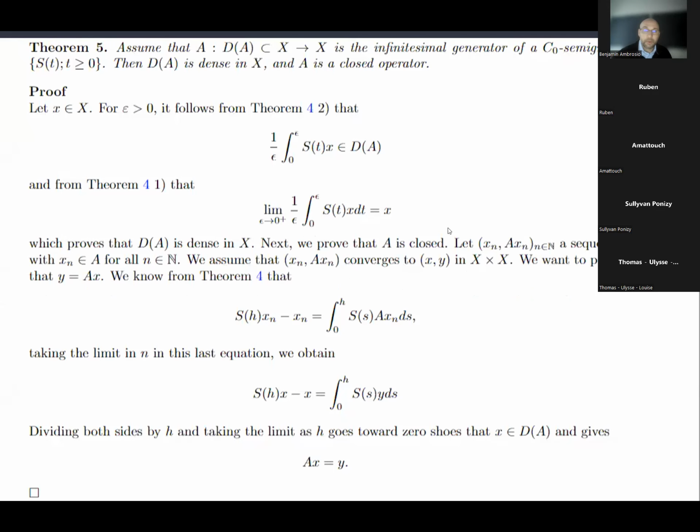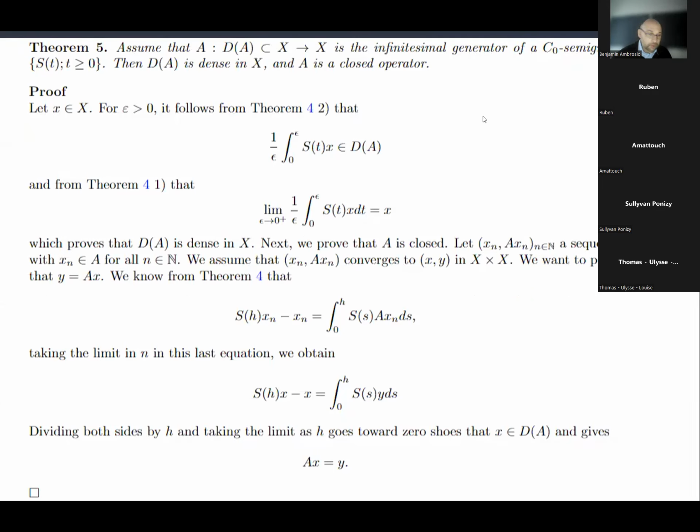First we need to prove that if A generates the C0 semigroup, then A is densely defined and closed. Well, we already did that last time in the theorem. So we already did it. Let's just recall why.